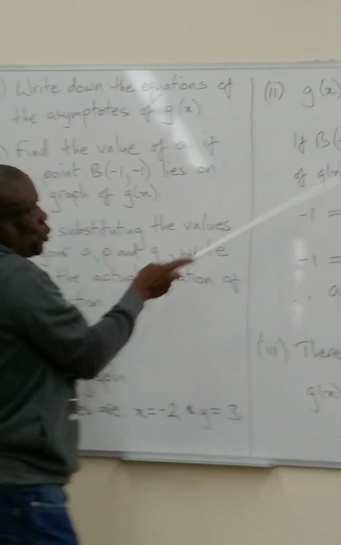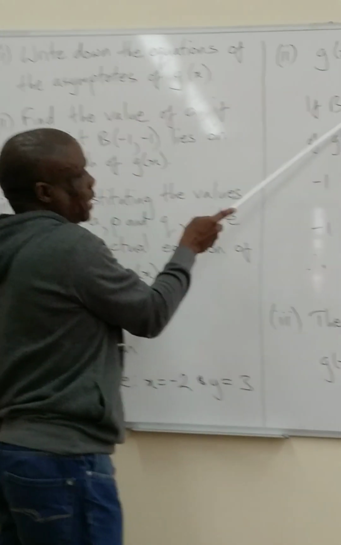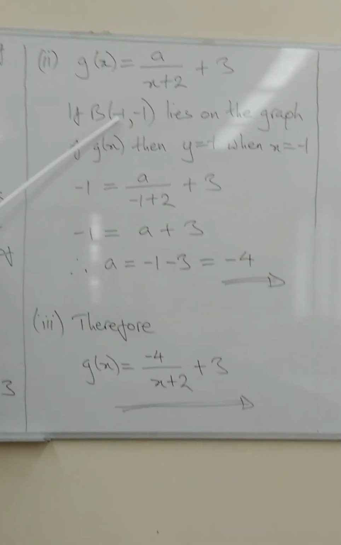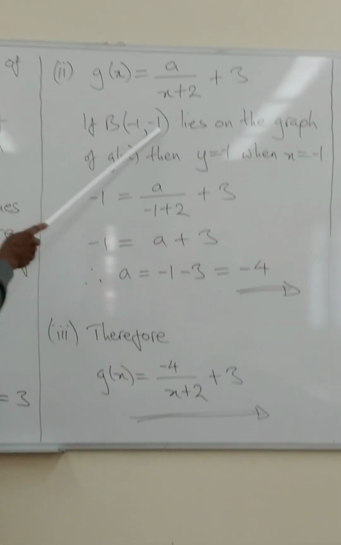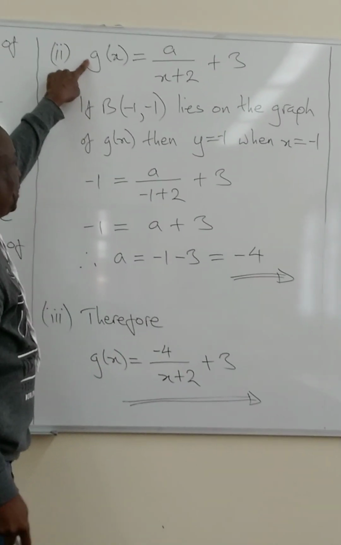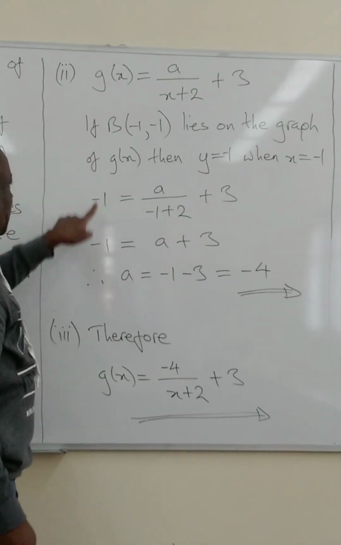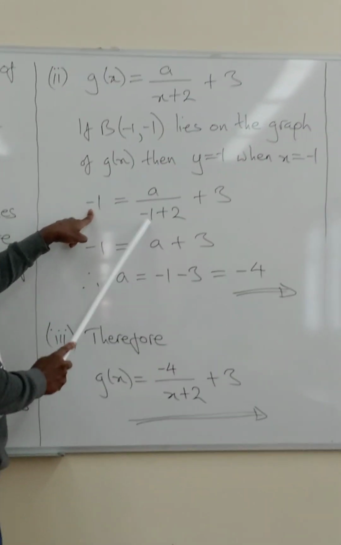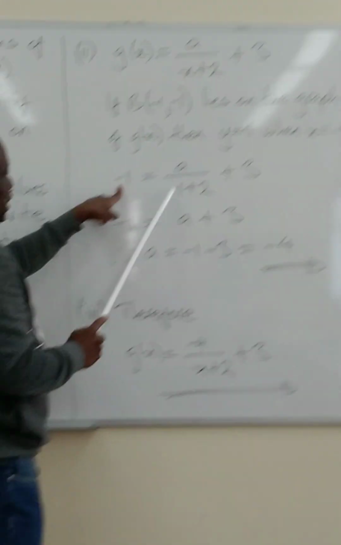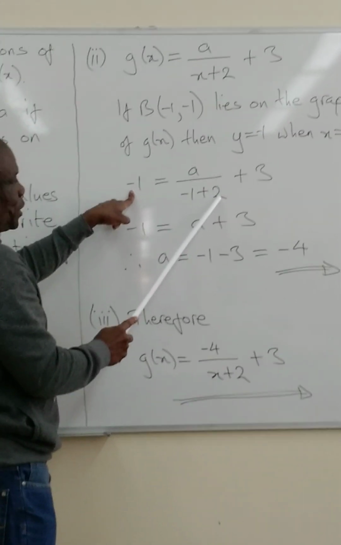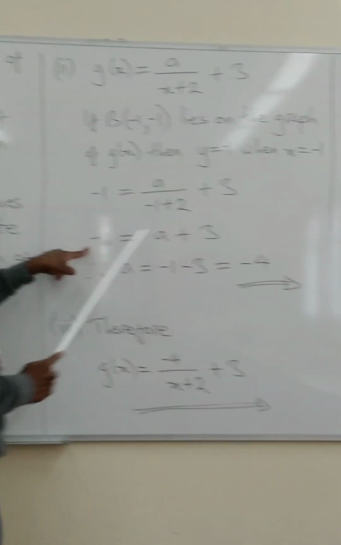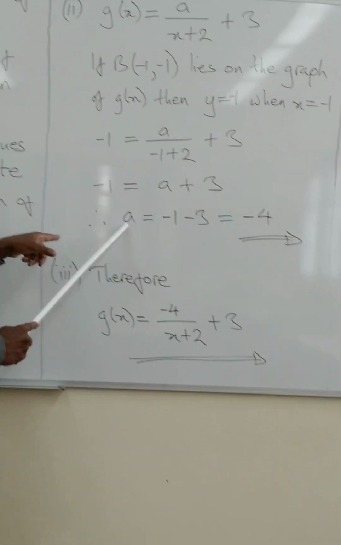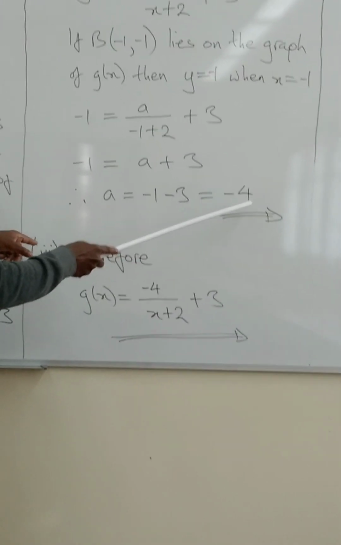In part 2, we are told point B with coordinates -1, -1 lies on the graph. Which means when x is -1, y is equal to -1. In the function, we replace g with y. So we put -1 here. -1 will be equal to a over x is -1 plus 2, plus 3. And then we simplify here, -1 plus 2 is 1. A over 1 is a. So that we have -1 is equal to a plus 3. Then we solve for a to get a is equal to -1 minus 3, which is equal to -4.